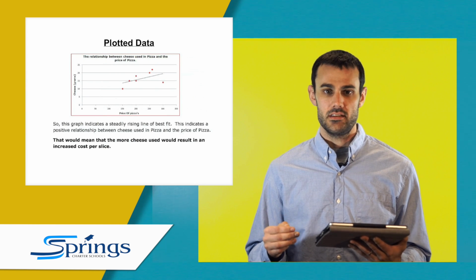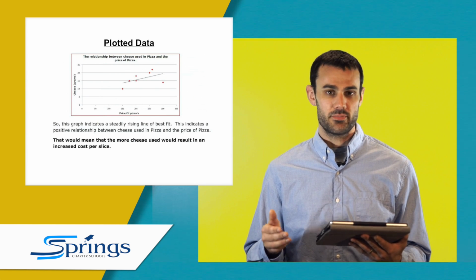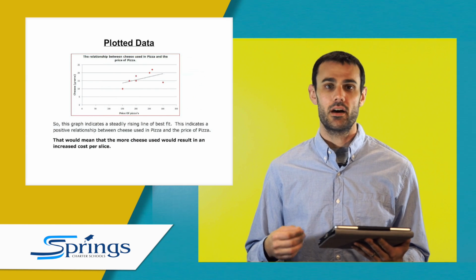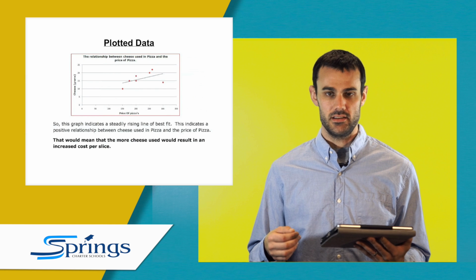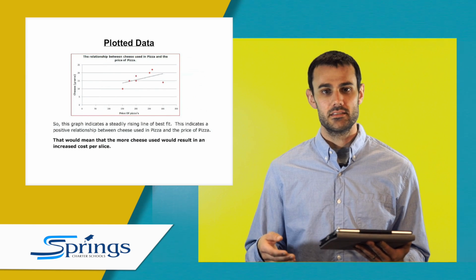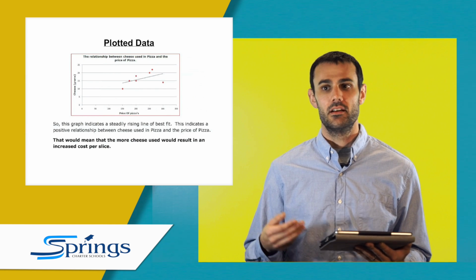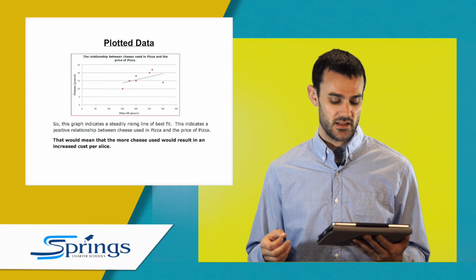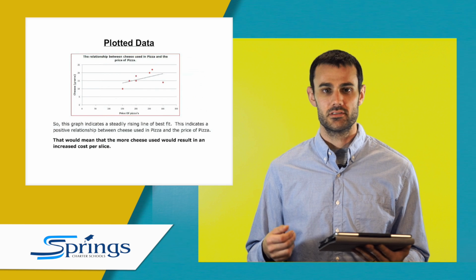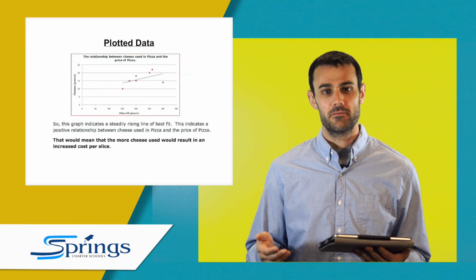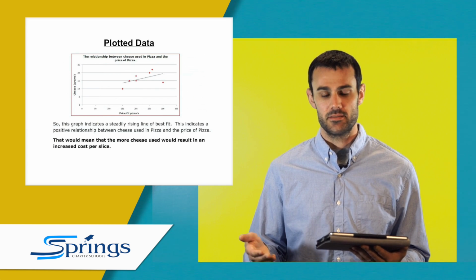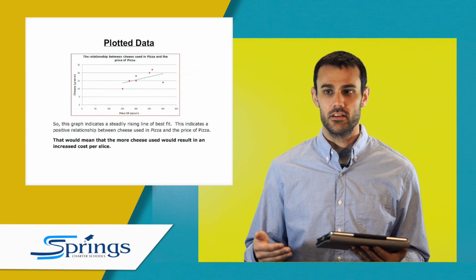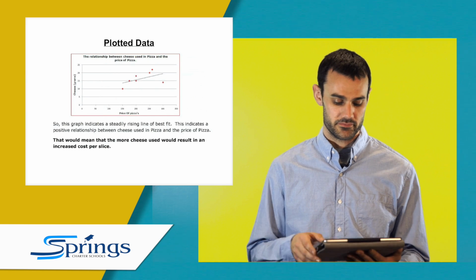So based on what you see here, we have a nice positive relationship. This graph indicates a steadily rising line, which indicates a positive relationship between the cheese used in a pizza and the price of the pizza. What that means is basically the more cheese you're putting on a pizza, the higher the cost you can sell it for, which is nice for that pizza business. This would indicate that the more cheese used would result in an increase per slice. Basically, we charge people for the more ingredients that we use on a slice of pizza. So a piece of cheese pizza is going to cost less than a pizza that has cheese and pepperoni and olives and all those good toppings we'd like to put on there.